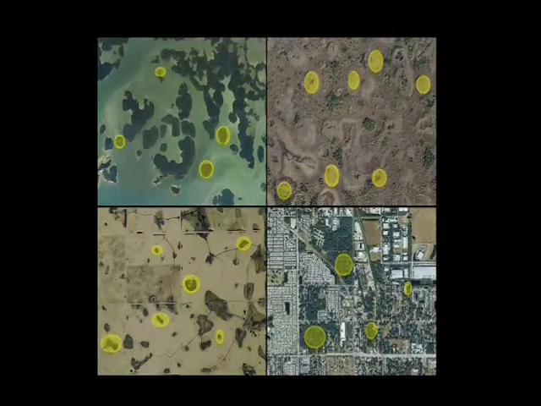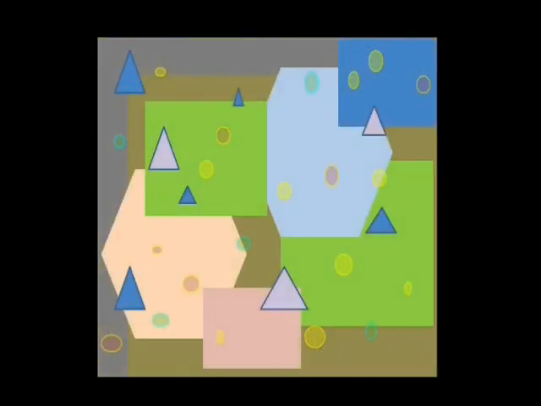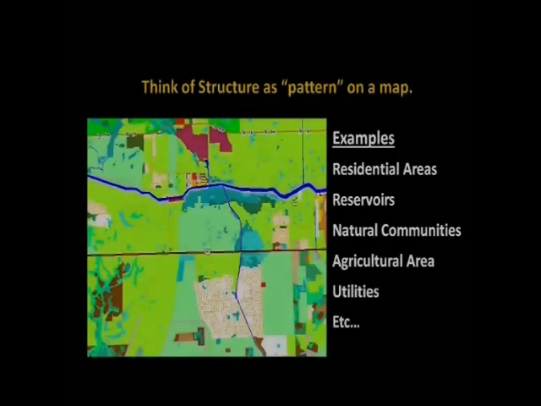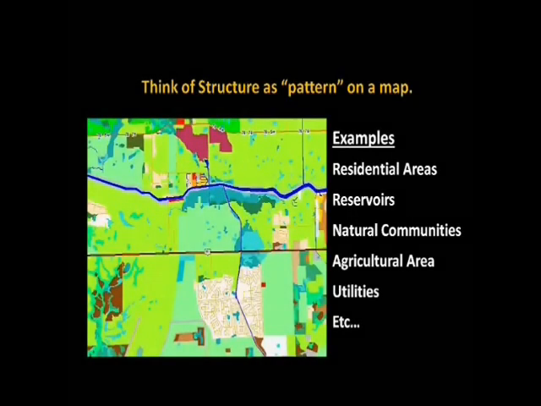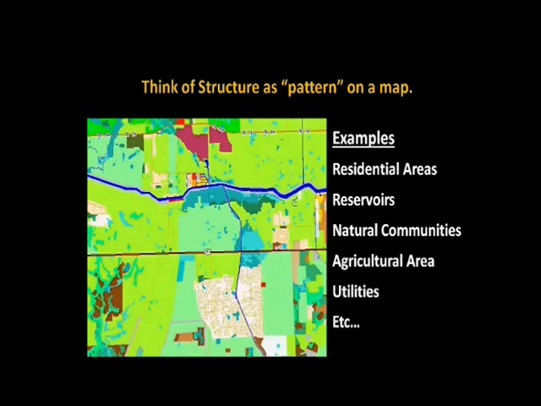Ecological theory also tells us that no two patches are identical. Each has unique attributes, and rarely is the matrix homogeneous in character. So another way of thinking about structure is to view it as the pattern depicted on a map. For example, this land cover map is color-coded with each color representing a different type of environment. Some of the colored areas represent residential areas. Some of the depicted patterns represent reservoirs, and others represent natural communities. Each of these distinct patterns represents the presence of structure in the landscape, and each can be interpreted in terms of the patch and matrix relationship.